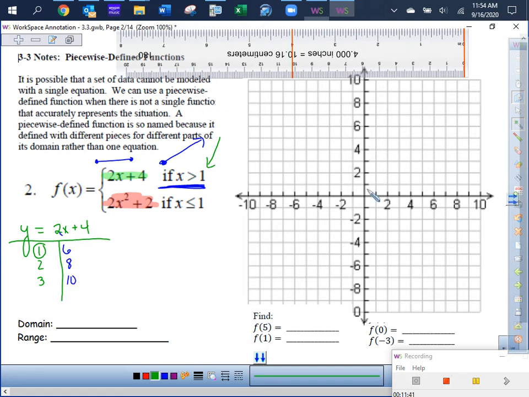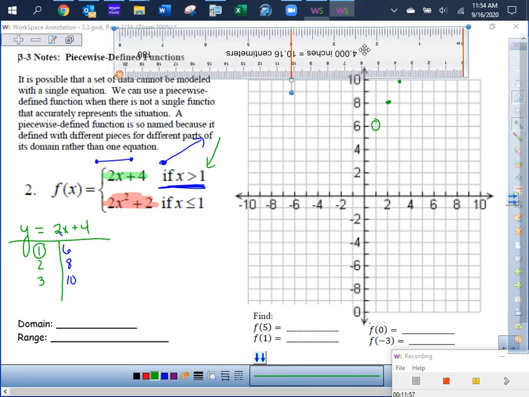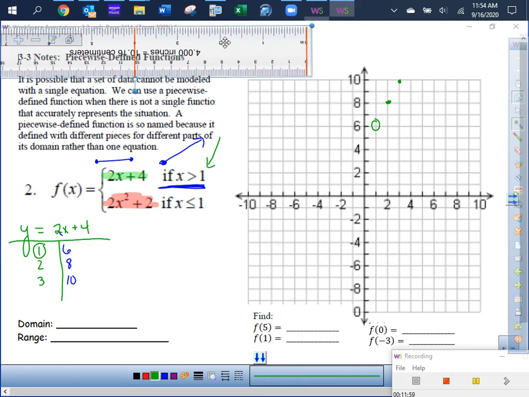Let's plot them. 1, 6, fat boy, open, because he doesn't count. 2, 8, and 3, 10. Connect from the fat boy through the other points. You will have to do these on your test, which is on paper. From the fat boy through the others. That one isn't a big deal. We've done that many, many times. The next one is different. I think we can handle it, though.